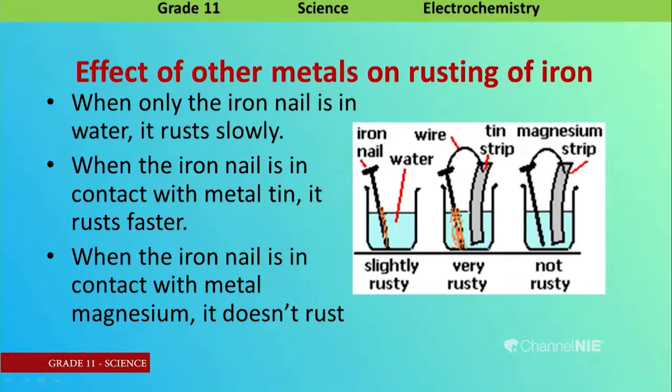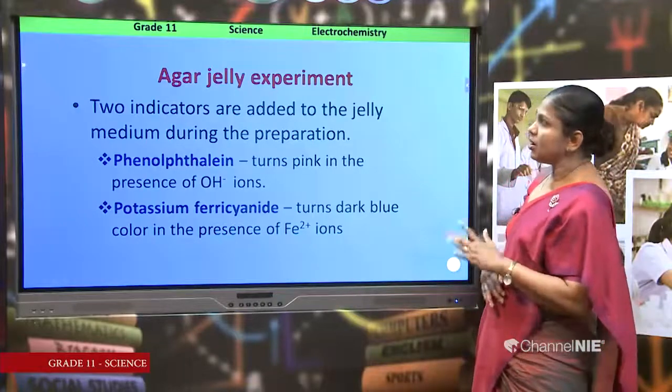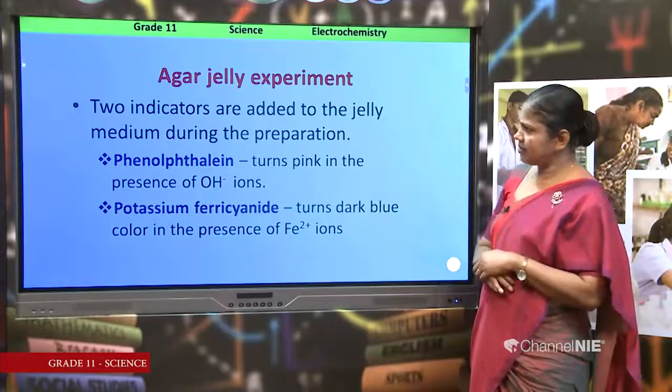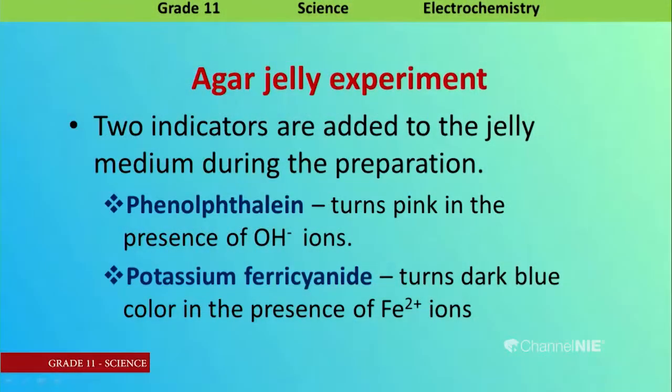When the iron nail is in contact with metal magnesium, it doesn't rust. Okay. What happens here? To inquire into this, we have to use a particular experiment called the agar jelly experiment. In this experiment, agar is a kind of jelly. It's a white powder. When it is dissolved in hot water, a jelly can be prepared.